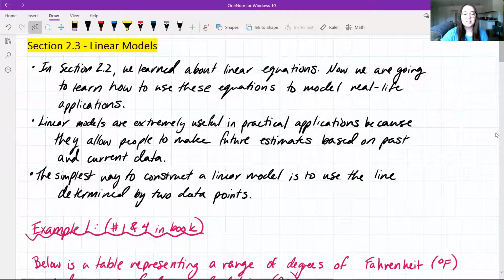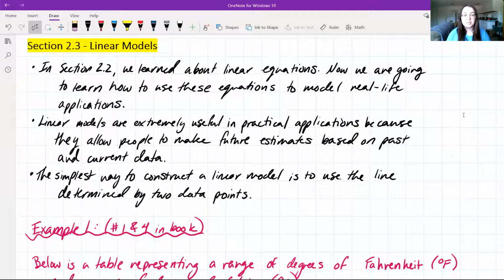Hello everyone, we're going to talk about section 2.3, which is about linear models. In section 2.2 we learned about linear equations, so now we're going to learn how to use these equations to model real-life applications. The equations that we developed in section 2.2 are going to help us create our linear models, because those were just the equations, and now we have real-life applications that we can apply the equations to create different types of graphs.